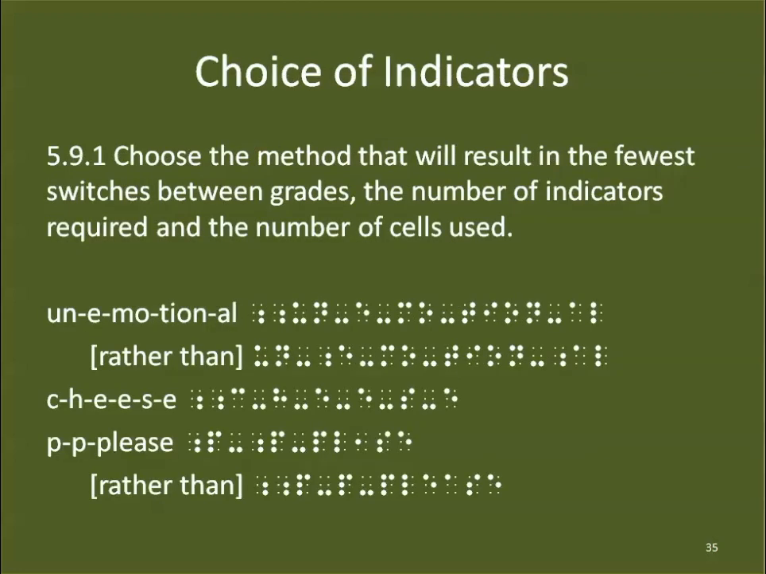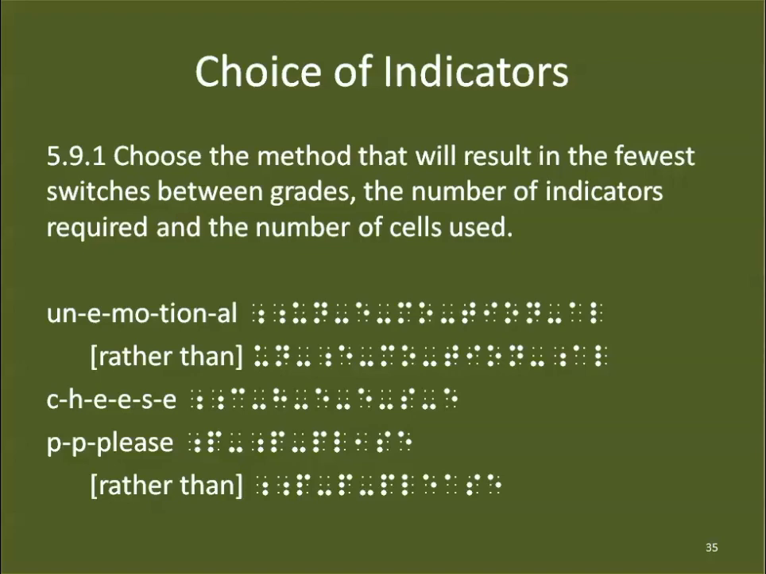Sometimes there's a choice of indicators. We could do one way or the other. We could use symbol indicators or word indicators or passage indicators. What do we do then? Well, choose the method that will result in the fewest switches between grades, the number of indicators required, and the number of cells used. So keep in mind the poor reader has to keep switching in and out of all these modes.